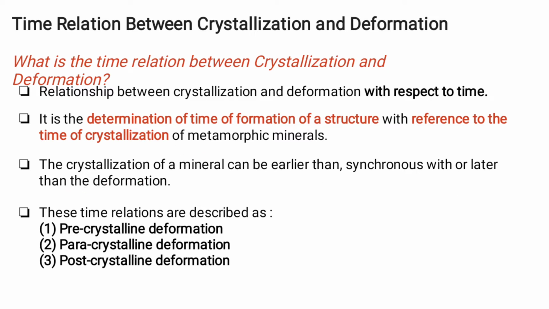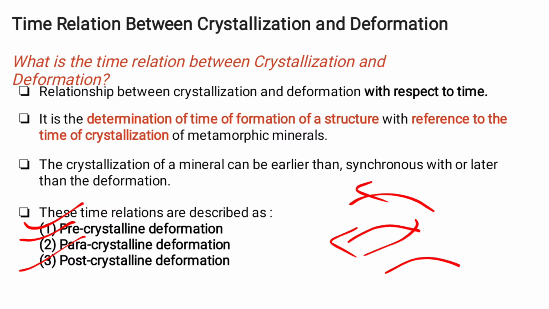Okay, so three time relations are described: pre-crystalline, paracrystalline, and post-crystalline. Pre means before the crystallization, so in pre-crystalline deformation, deformation occurs before the crystallization; para goes hand in hand; and post means after deformation.